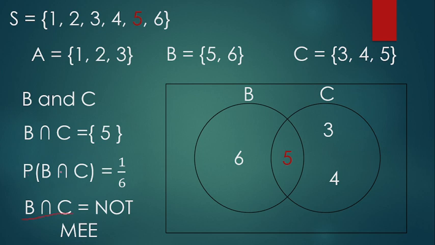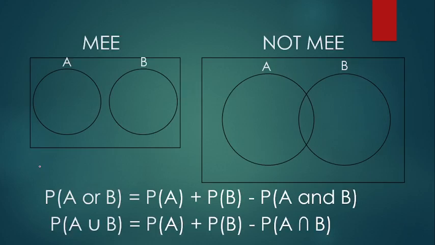And we could tell that the intersection of set B and C is not MEE, or not mutually exclusive events. Okay? Alright, so there is a shortcut formula. Well, it's not really a shortcut, but if you analyze the formula of the union of two sets, for example, A and B, you have the probability of A plus the probability of B, minus the intersection of A and B. If there is no intersection at all, this is what we call MEE. So therefore, your probability of intersection is 0. So just simply write the probability of A and B.